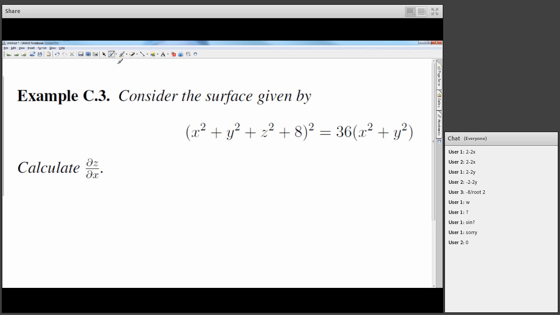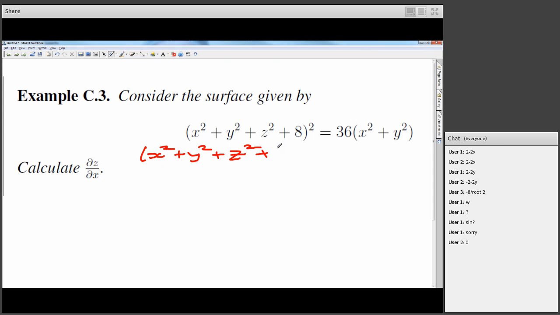So in order to apply the implicit function theorem, and you can work out the thing directly, but I think the implicit function theorem makes it easier, what I would do is to rearrange this to make it all on the left-hand side. So I've got x squared plus y squared plus z squared, and I'm going to put a bar on my z to make it a little bit easier to read.